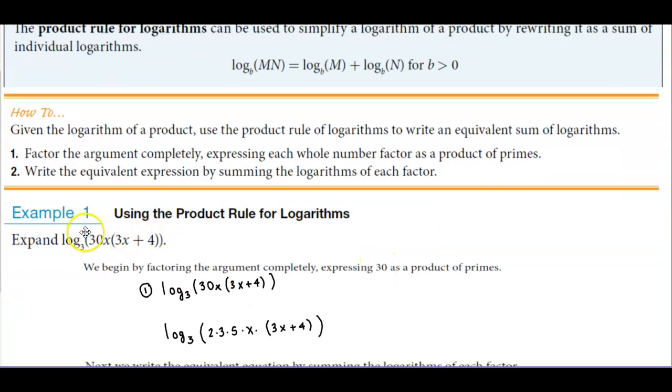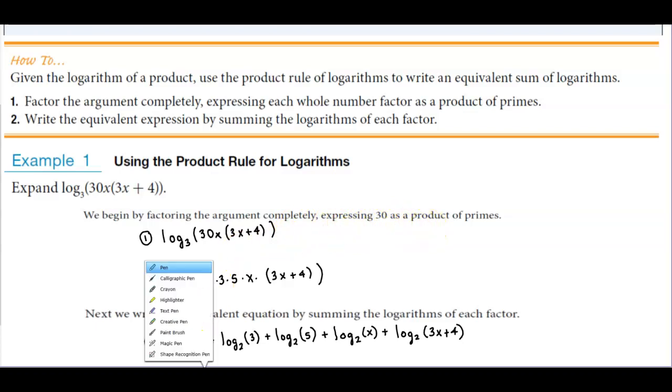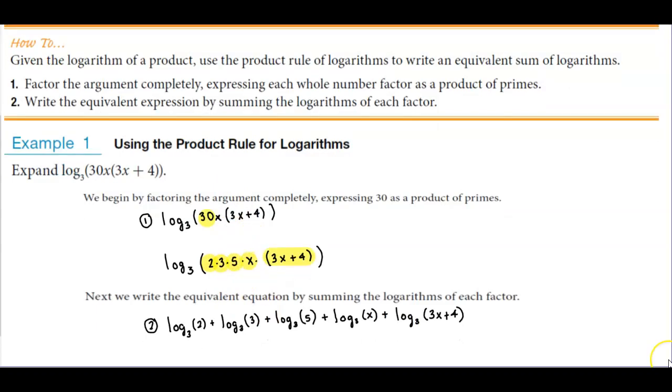And so for example number 1, we want to be able to use the product rule for logarithms. We want to expand the log base 3 of 30x times the quantity 3x plus 4. So we begin by factoring the argument completely. So we're going to express the 30 as a product of primes. So 30 is now going to be expressed as 2 times 3 times 5, and that's times x, and then times the quantity 3x plus 4.